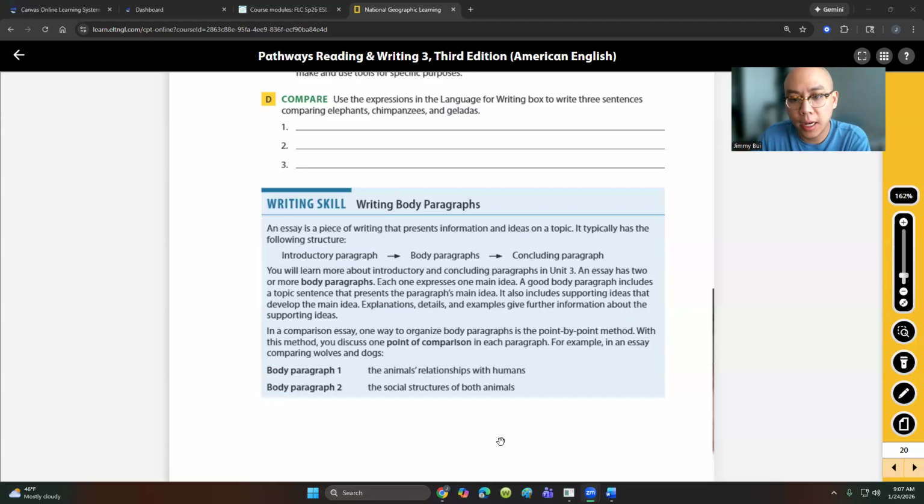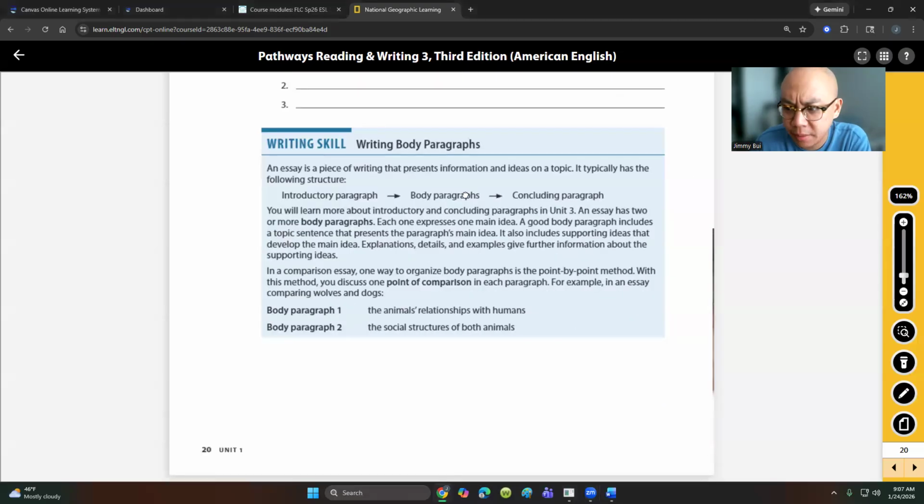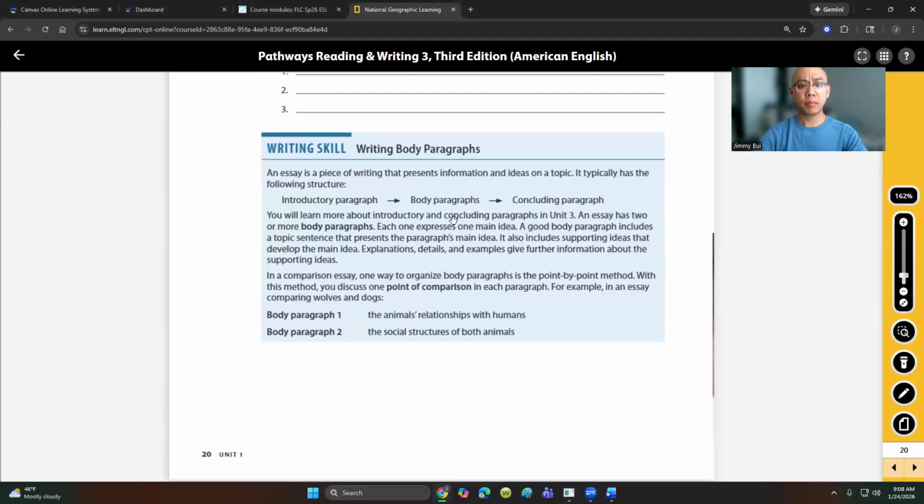Usually they are the second, third, and fourth paragraphs in a five paragraph essay. But just looking here on page 20 in our textbooks, introductory paragraphs and concluding paragraphs, we'll review those in a later video. An essay usually has two or more body paragraphs. I think three is a good number to start and learn, because when I was in college and still today as an instructor, the five paragraph essay is commonly accepted and used.